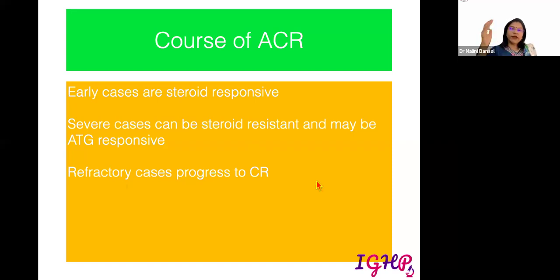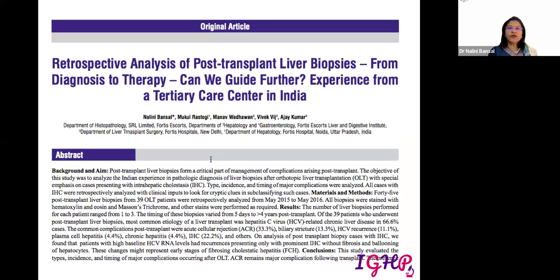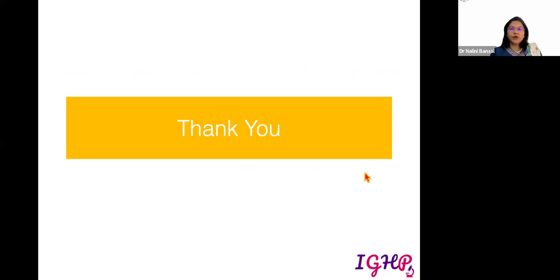So you could have a varied course of ACR based on what stage you are getting them treated. That is why it is very important to get the tissue biopsy and to get a biopsy proven ACR. Once they are proven by a biopsy, you can start your therapy and avoid getting into the course of chronic rejection. So this was our paper that we had published in the IJOT again, on retrospective post-transplant liver biopsies, and you all can go through it.